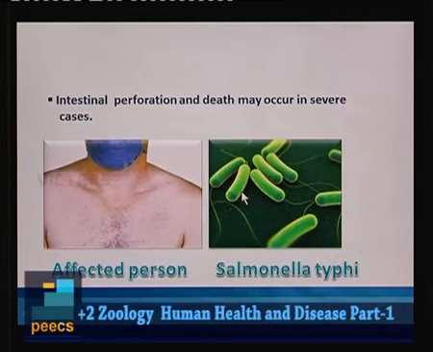Here in this picture you can see an affected person with typhoid. You can see some rashes developed on his body. On the right side you can see another diagram which shows Salmonella typhi, which is the causative organism of typhoid.